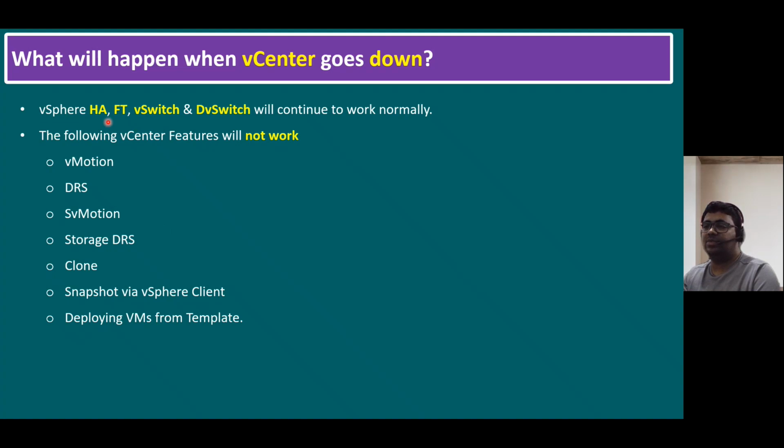The first point is vSphere HA, FT, vSwitch and DVSwitch will continue to work normally, and some of the vSphere features will not work. Those features are vMotion, DRS, svMotion, Storage DRS, clone, and even snapshot via the vSphere client; the vSphere client won't work. But if you want to take a snapshot using the vSphere host client, it will work. And deploying VMs from template. These functionalities may not work when the vCenter server is down.